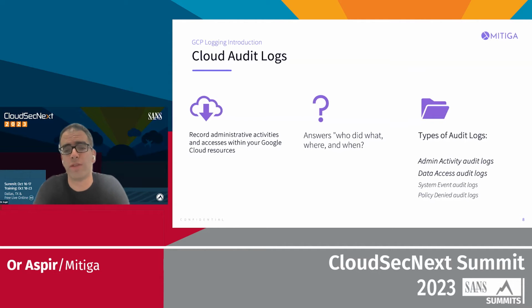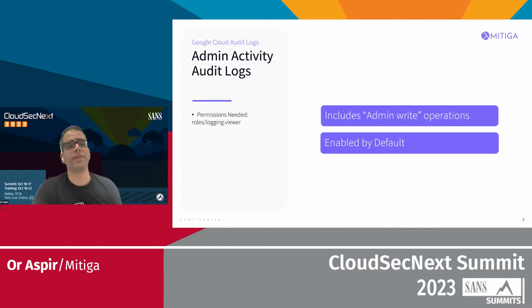But today we'll focus on admin activity and data access inside cloud audit logs. Admin activity audit logs are administrative actions that happen in your environment. If I'm comparing it to a different cloud provider, it's like activity logs in a subscription in Azure, for example. It gives you only the admin write operations, such as creating, deleting, and modifying resources. This log is enabled by default.